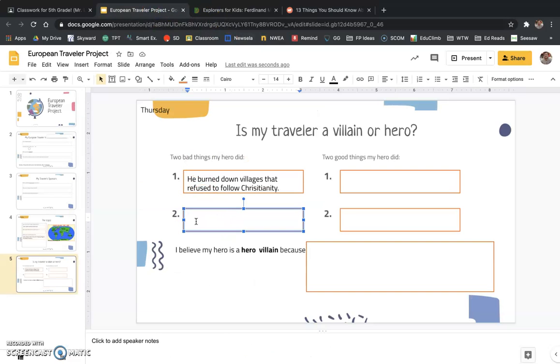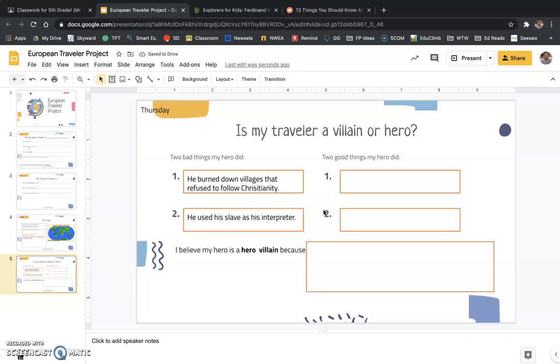All right, so he used his slave as his interpreter. Yes, I spelled it right. All right, so his own personal slave, Enrique, was his interpreter. Owning a slave, obviously, that's a bad thing, right? Having a slave, slavery is a bad thing. His slave was his interpreter.